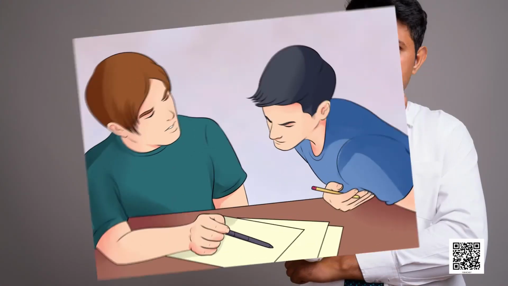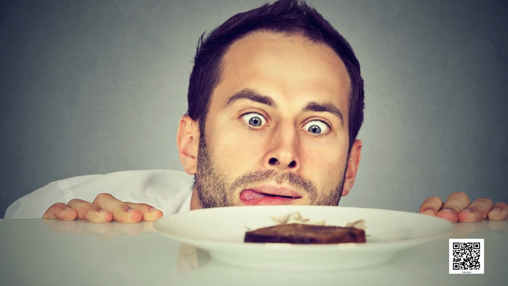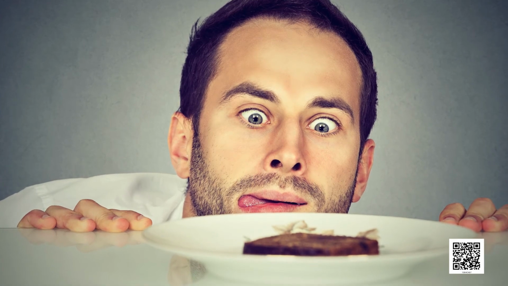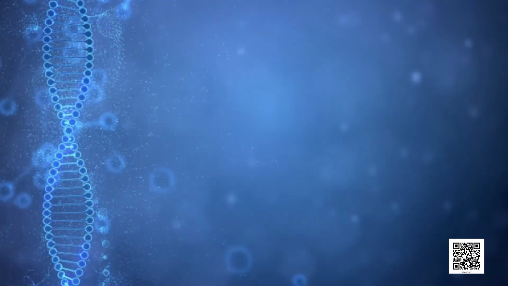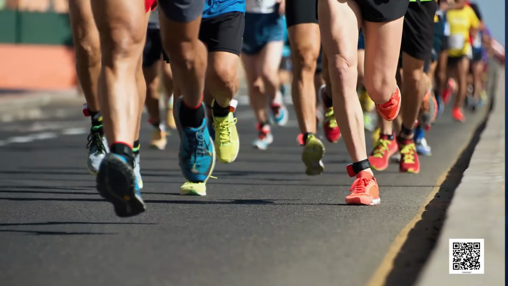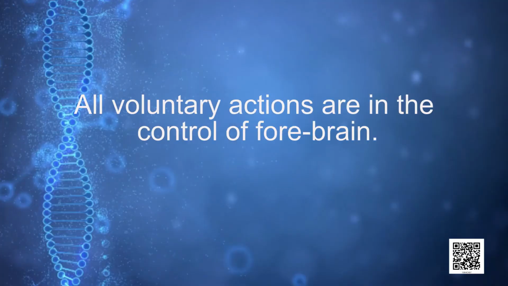Listening and interpreting the information also takes place here. However, certain sensations are distinct from seeing or hearing. For example, how do we know that we have eaten enough? The sensation of feeling full is because of a center associated with hunger, which is in a separate part of the forebrain. Actions like singing, running, etc. are also controlled here. So, we can say all voluntary actions are in the control of the forebrain.